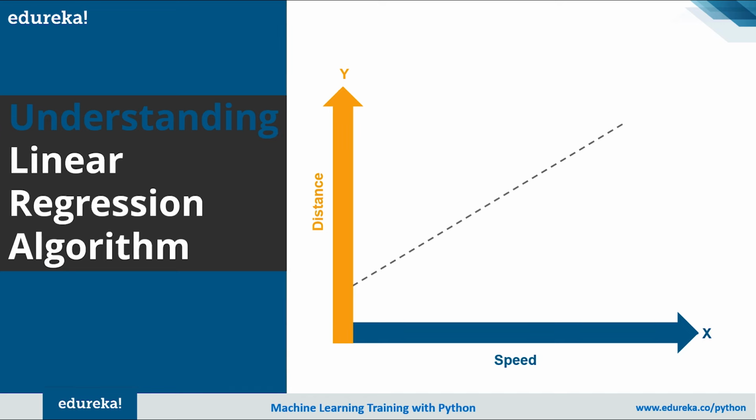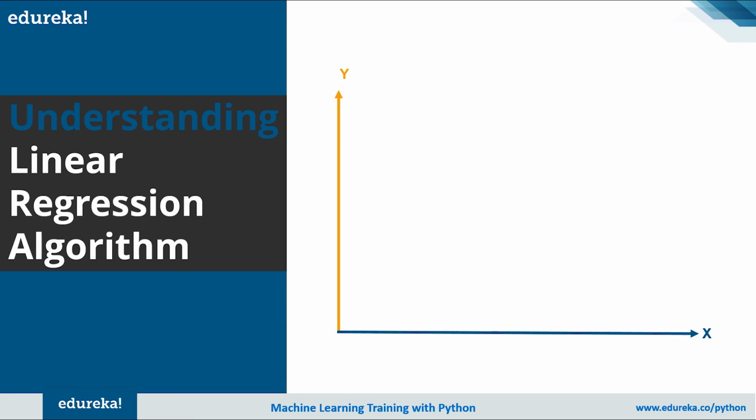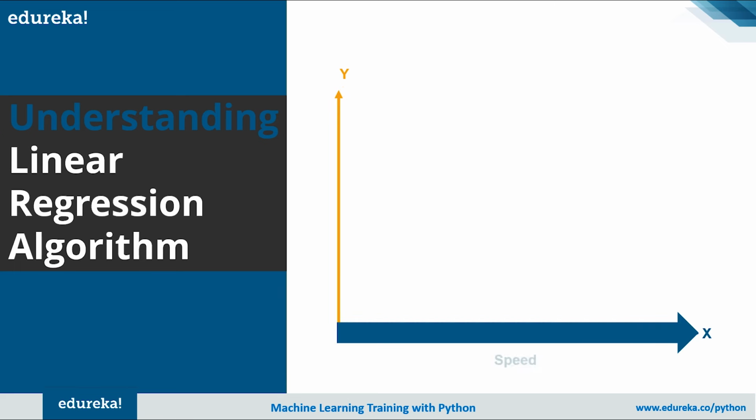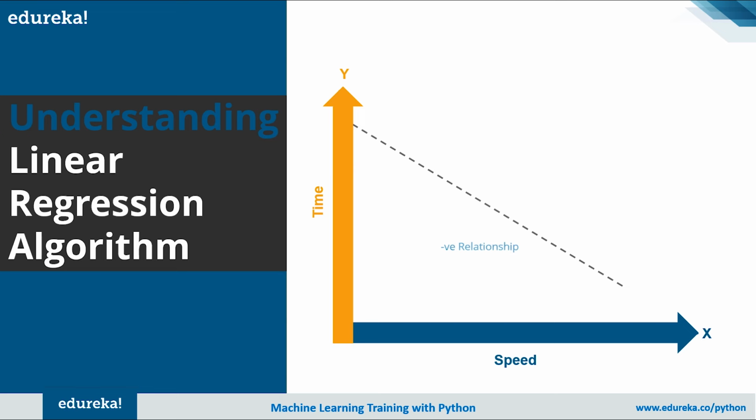All right. So suppose the equation of the line is y equals mx plus c. Then in this case, y is the distance traveled in a fixed duration of time, x is the speed of the vehicle, m is the positive slope of the line, and c is the y-intercept of the line. All right. Suppose the distance remains constant, and you plot a graph between the speed of the vehicle and the time taken to travel a fixed distance. Then in that case, you'll get a line with a negative relationship. All right, the slope of the line is negative.